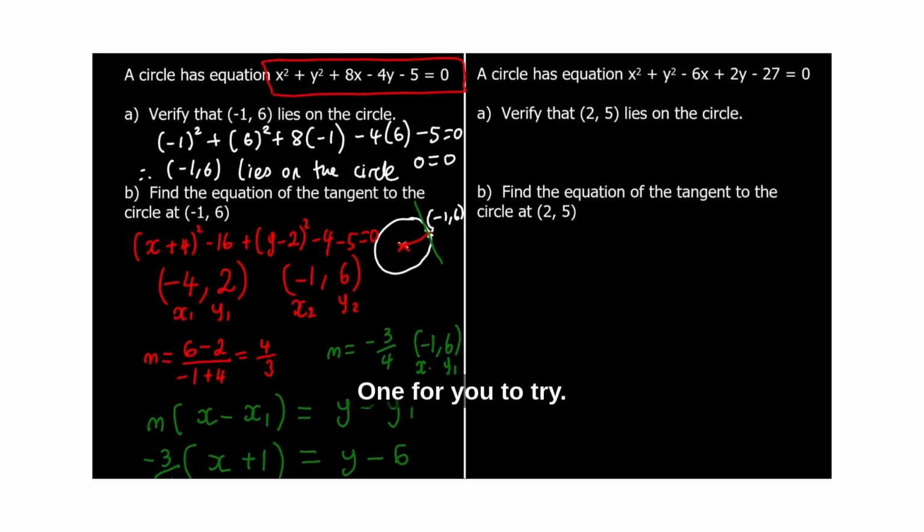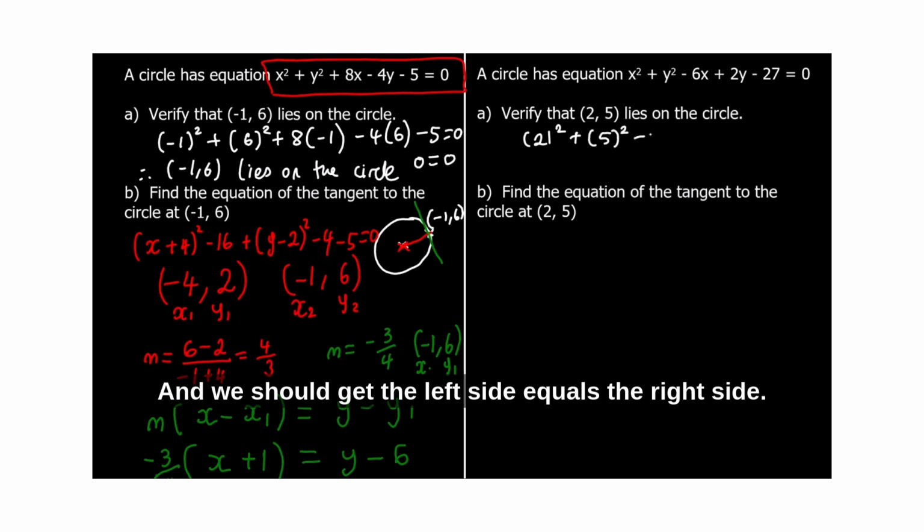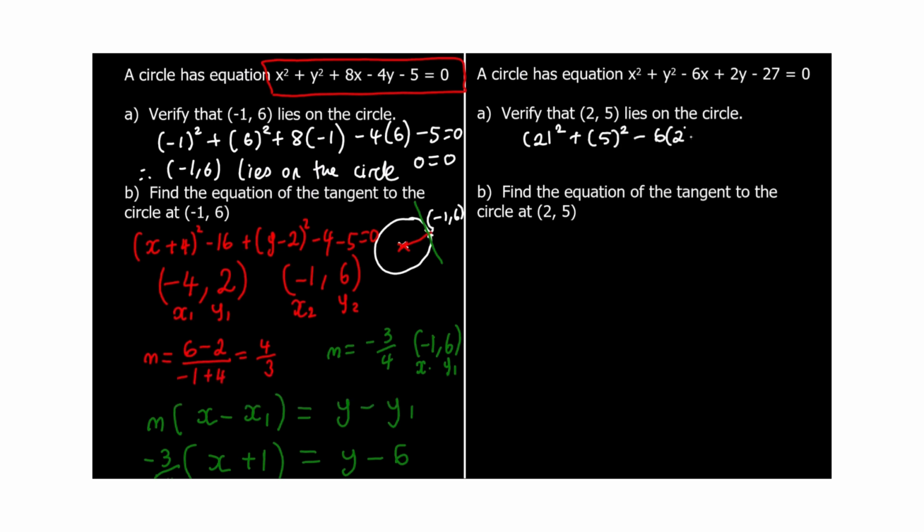One for you to try. So pause the video and give it a go. A circle has the equation x squared plus y squared minus 6x plus 2y minus 27 equals 0. Verify that 2, 5 lies on the circle. So just substitute 2 in for x and 5 in for y, and we should get the left side equals the right side.